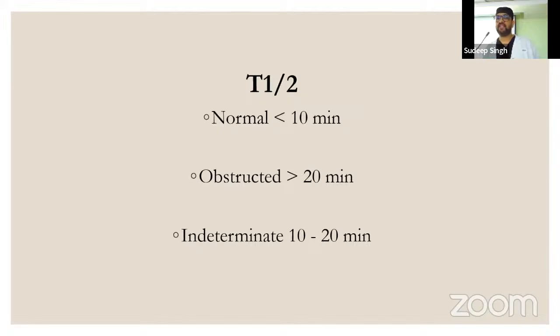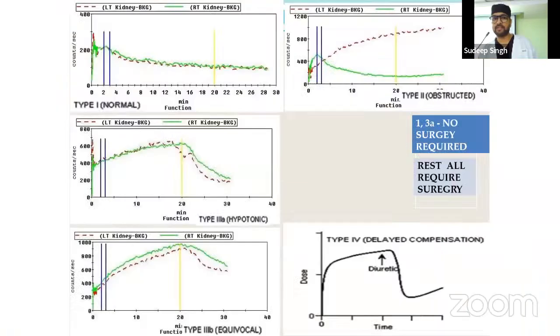T-half is normal if it is less than 10 minutes, obstructed if it is more than 20 minutes, and indeterminate if it is 10 to 20 minutes.